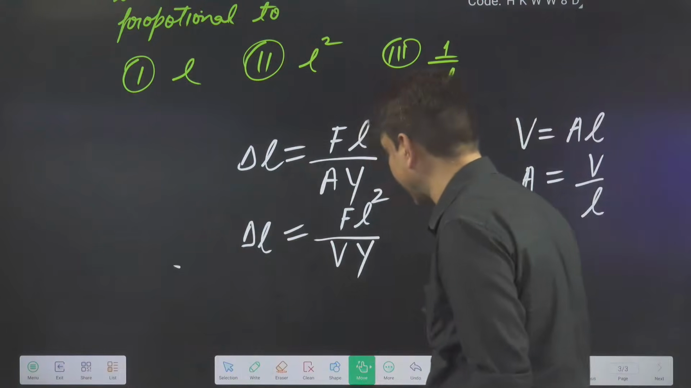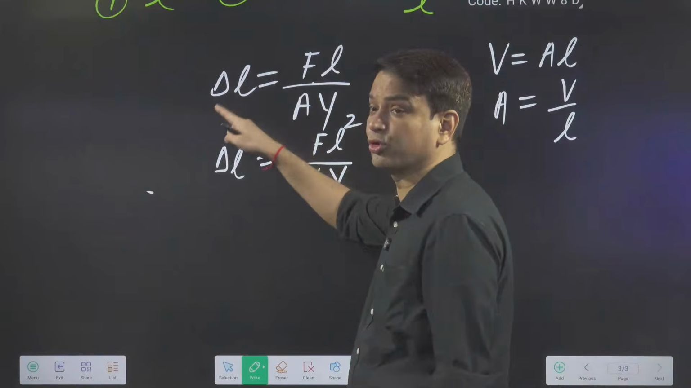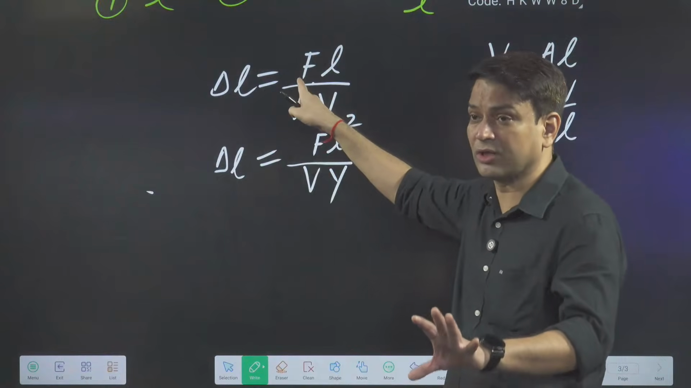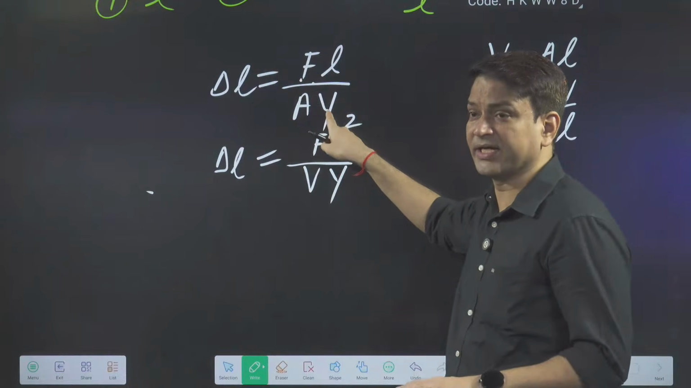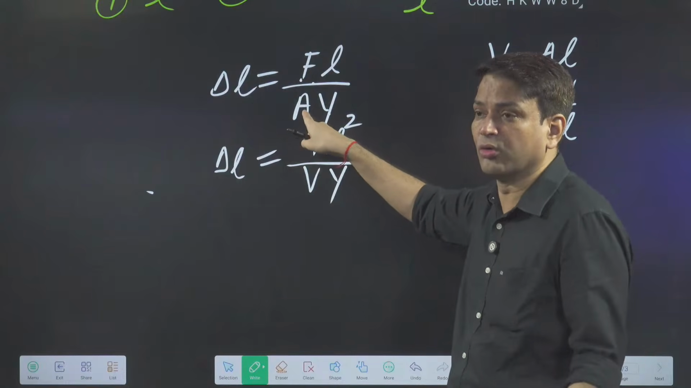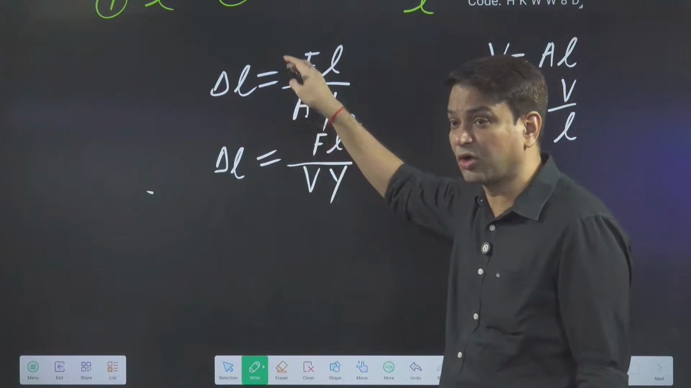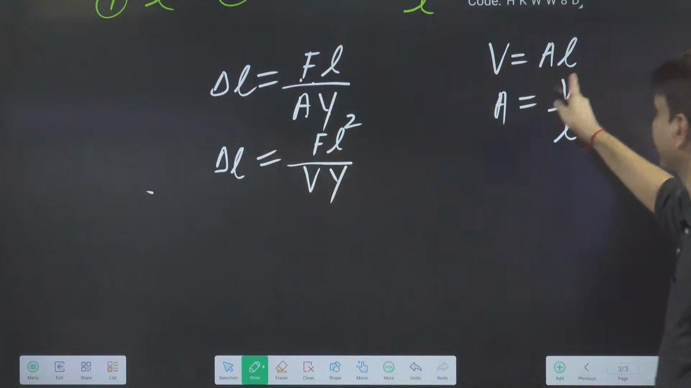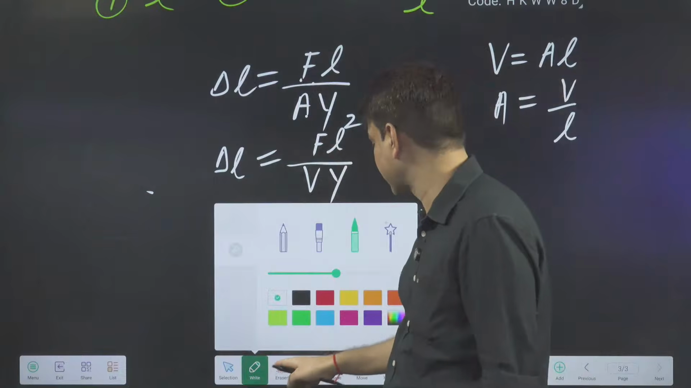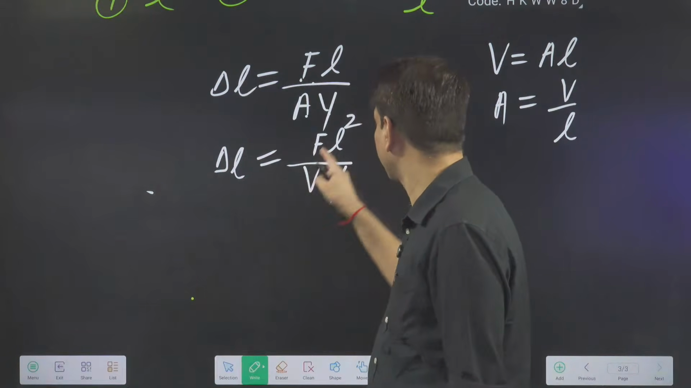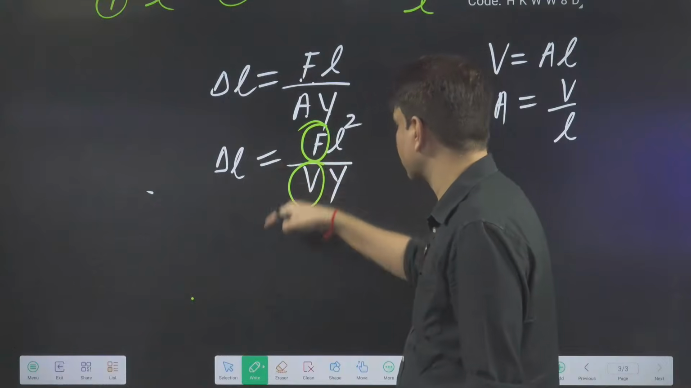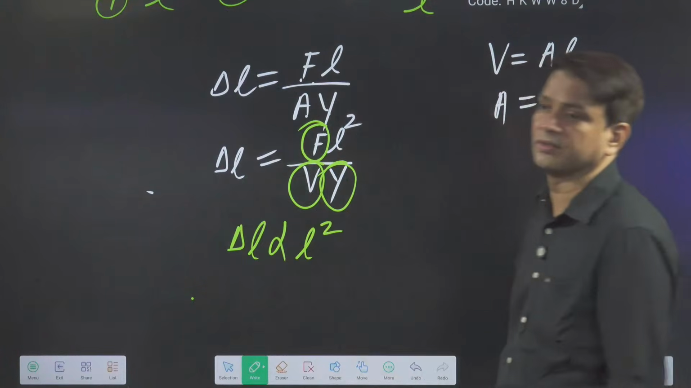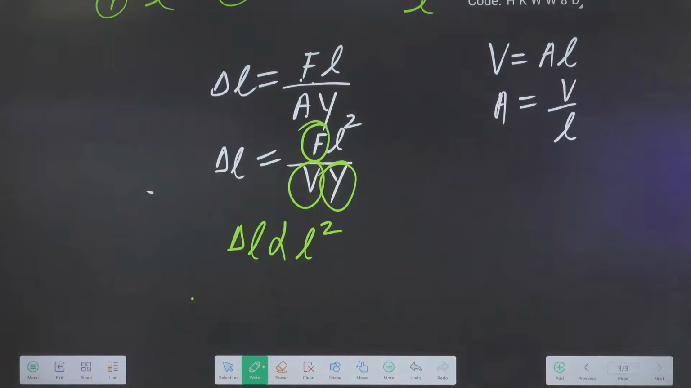Which quantities are constant, that I can eliminate. Here I cannot say delta L is directly proportional to L. Why? Because force, the load, is constant, the same in all. Material same means Y same. But area I don't know, area is not constant. So I cannot say delta L is proportional to L. That's why we have to remove the area, by putting area as V by L. Now if you see this relation, load is constant, volume is constant, material same, then I got the relation delta L is proportional to L square.